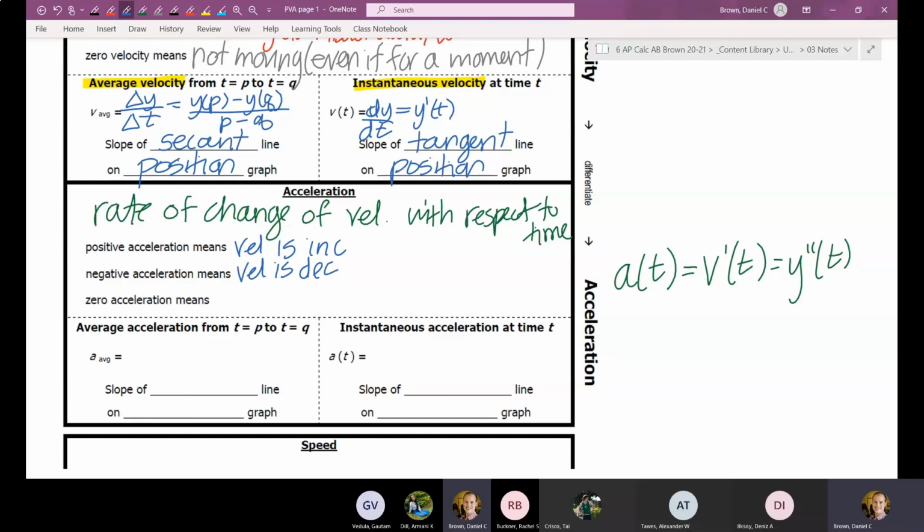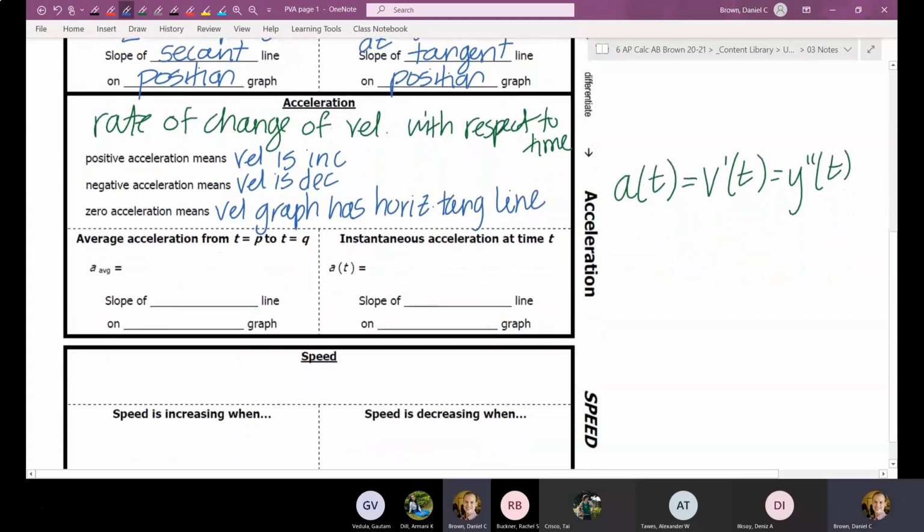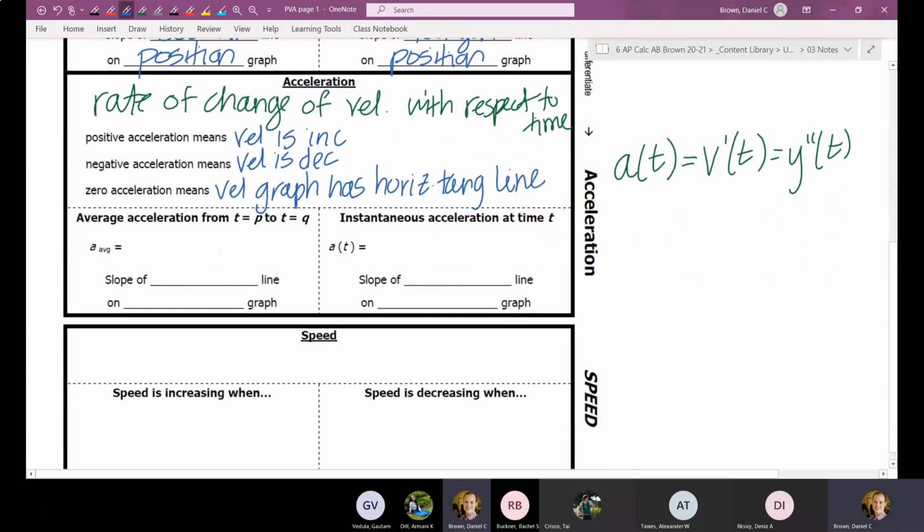So when I say a zero acceleration, I'm going to put that into calculus context. A zero acceleration means that the velocity graph has a horizontal tangent line. And similar to velocity, we have the average acceleration and the instantaneous acceleration. Average acceleration is going to be like an old school slope formula, change in y over the change in x. Instantaneous acceleration is going to be where the derivative comes into play.